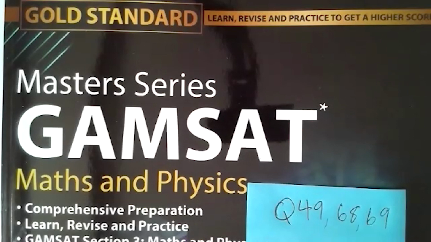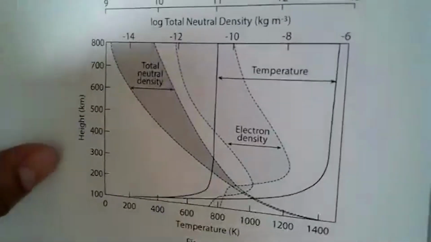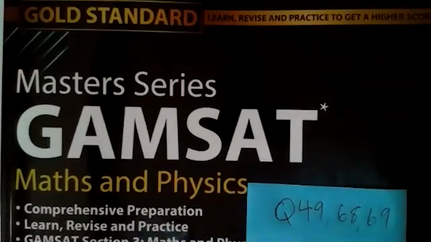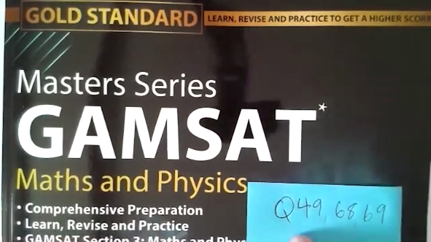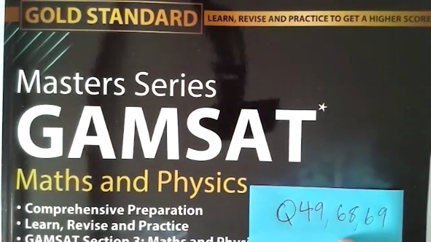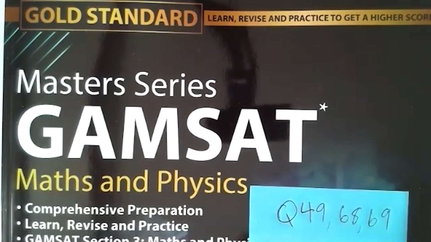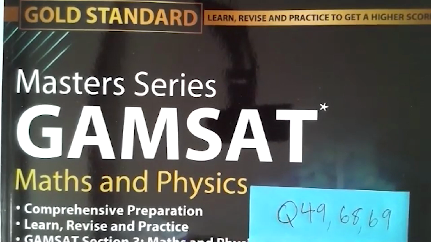Okay, so we are about to begin. You see the 3 questions we'll be doing: questions 49, 68, and 69. 49 is graph analysis. When you get to 49, you will see a graph that looks like this. So just imprint this so that you're working on the correct question. So that's question 49, 68 and 69. 68 and 69 are about radioactivity.